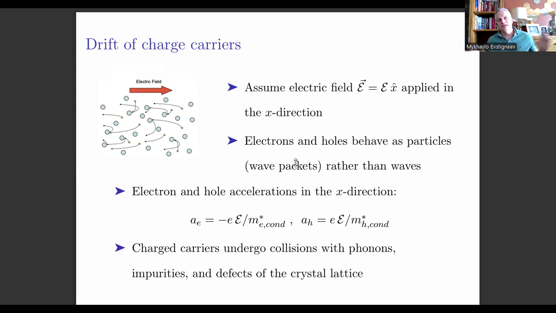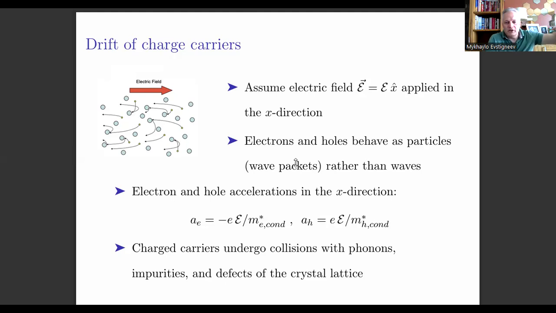A wave packet is a linear combination of Bloch states near the bottom of the conduction band, and those states have close values of the quasi-momentum. So altogether, when you create such a wave packet, it behaves as a particle. And so electrons behave as wave packets. We can apply a particle picture to understand the motion of the electrons.